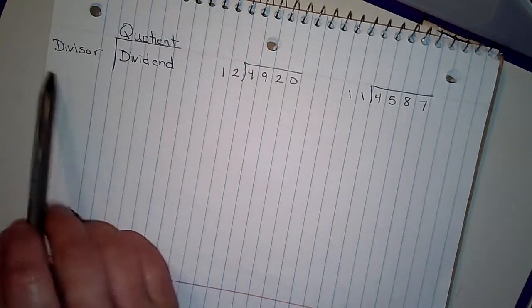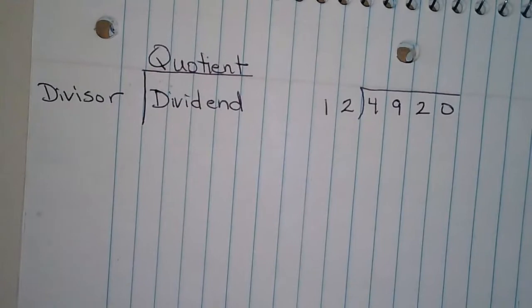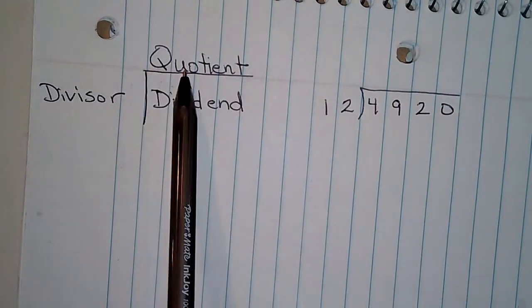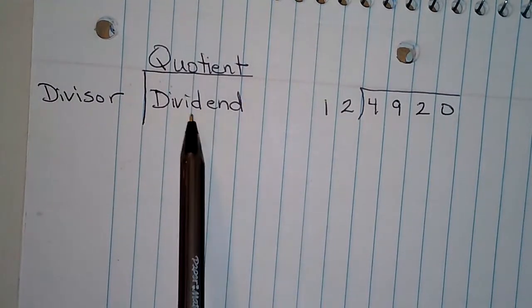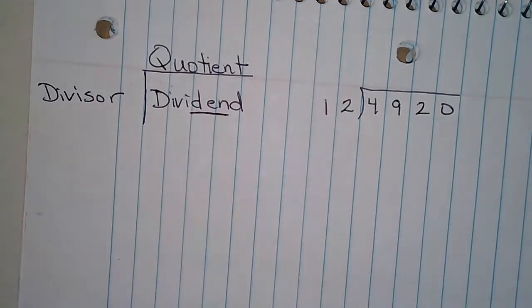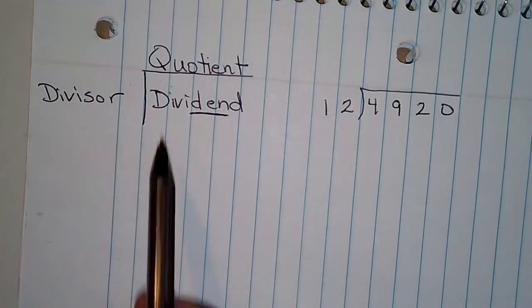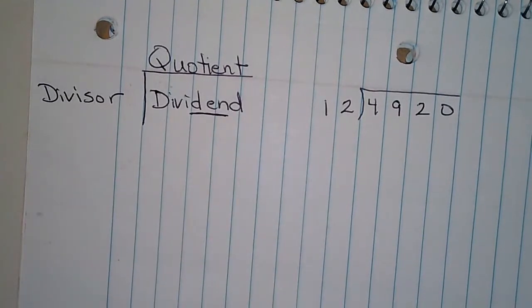Now, let's review the parts of a division problem. I'm going to zoom in on this a little bit. The quotient, of course, is the answer. The dividend is the number that goes inside the den, okay? And then the divisor is the number that goes on the outside of our little house here, okay?